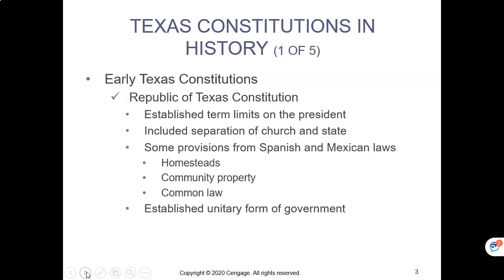Those were the specific words that were written into there. There were a lot of Spanish and Mexican provisions. There were also some English provisions. Well, let me give you some examples of the Spanish provisions. And Mexico had pretty much adopted these, and Texas took these on since they were going to be an independent country. So one of them was homesteads. We still have homestead laws in Texas.